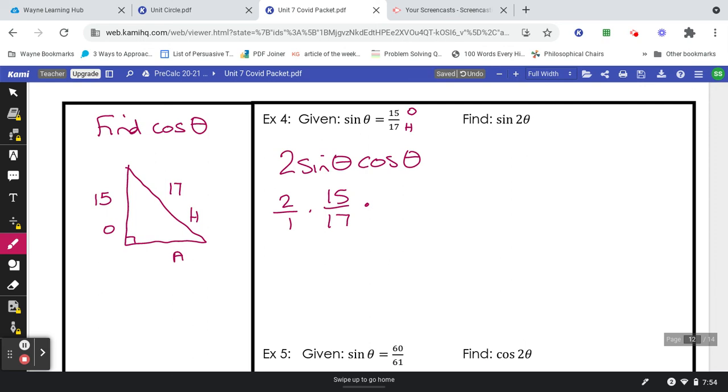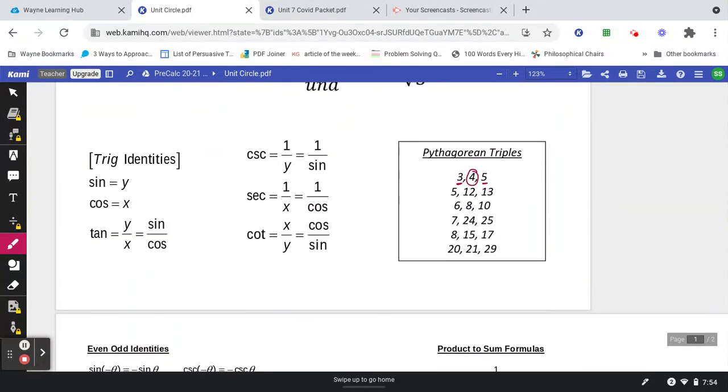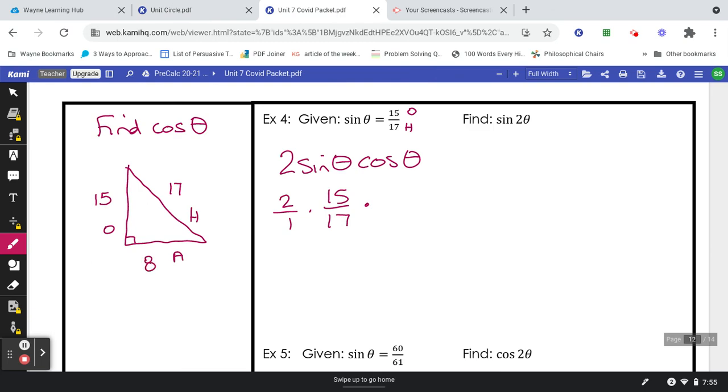I'll check my Pythagorean triples on the front of the circle. I'm looking for a 15 and a 17. You see that right here. 17 is the hypotenuse, so I'm good, which means my missing side is 8. I'll put my 8 right there on the adjacent. So then cosine is A, 8 over H, 17.